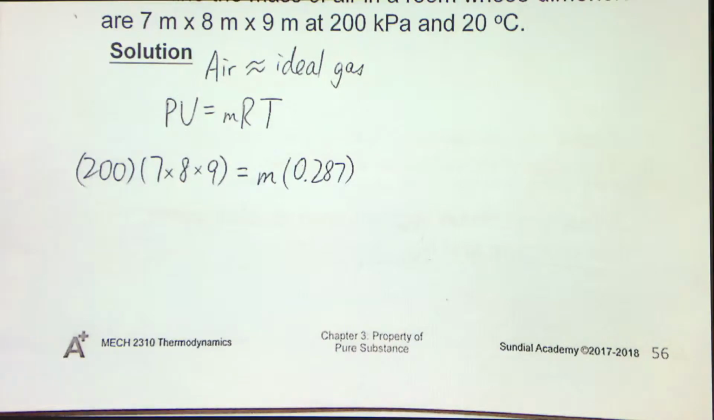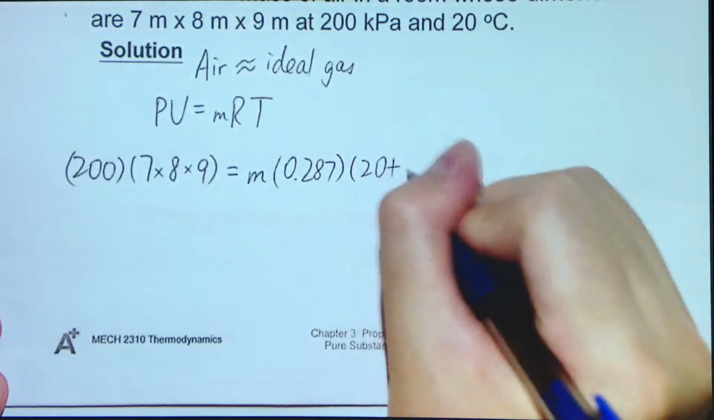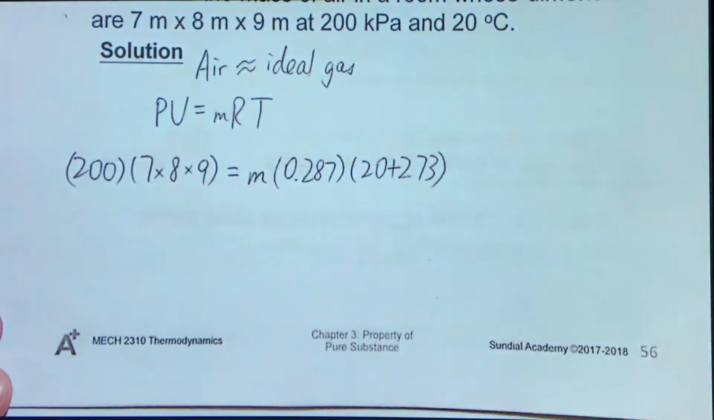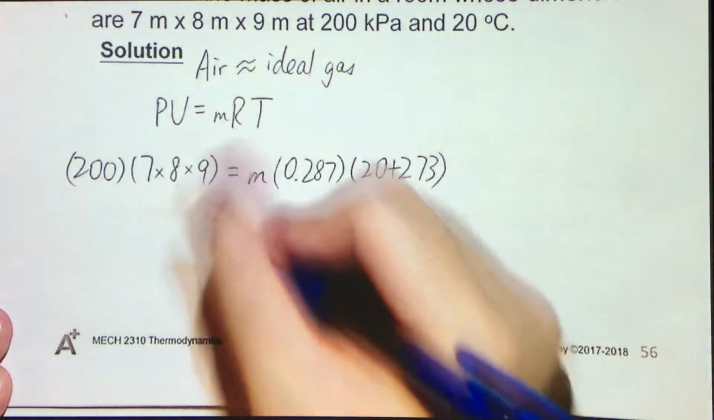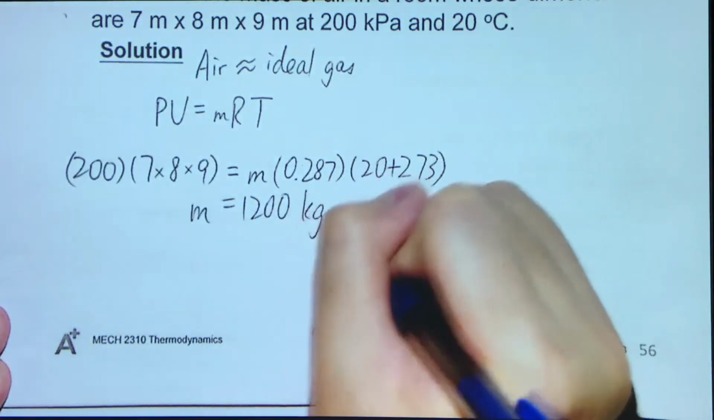And the temperature, remember, we need to change it back to Kelvin. Finally, you will find that the m is equal to 1200 kilogram. Very big mass indeed.